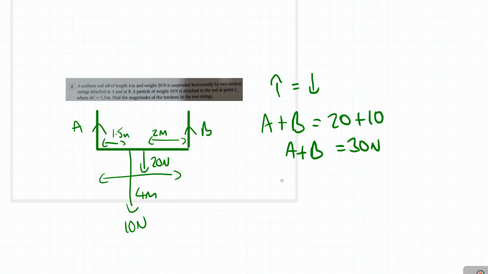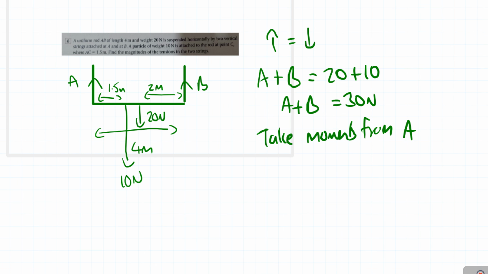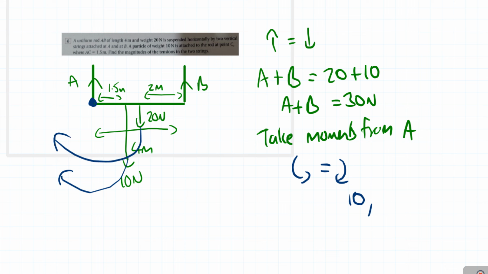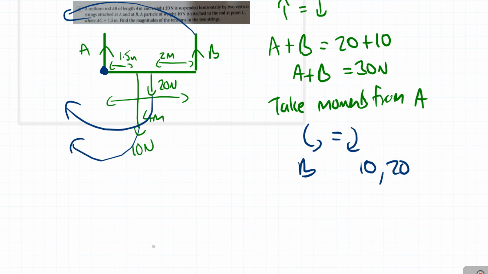Then from here we take moments. We can take moments from either A or B because we don't know them, so we're just going to take moments from A. If we take moments from A, we work out the direction. So anti-clockwise equals clockwise. The 10 is going to go round clockwise. 20 is also going to go round clockwise. And B is going to go round anti-clockwise. And then we do our formula, which is moments equals force times distance.